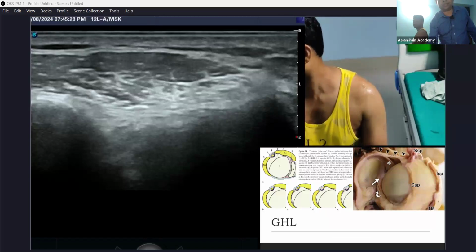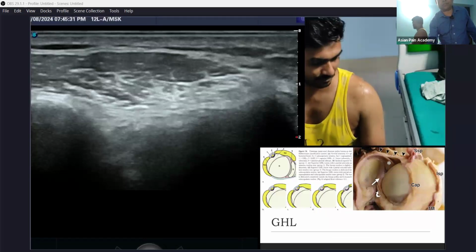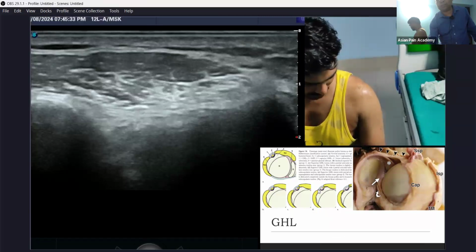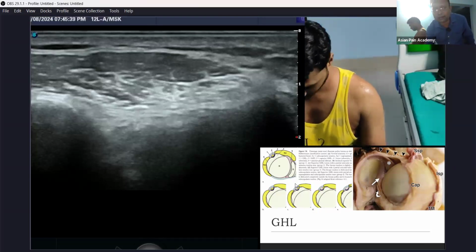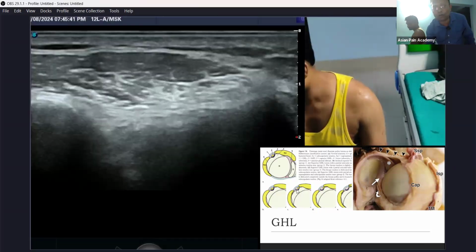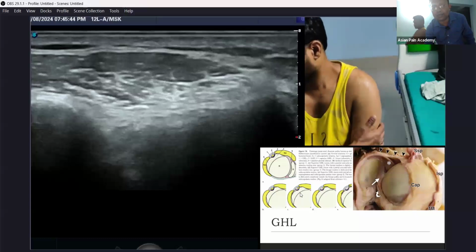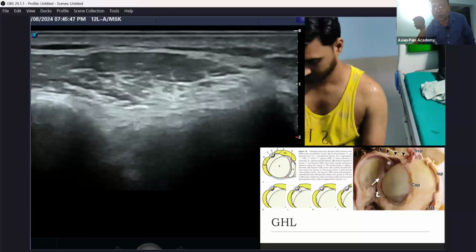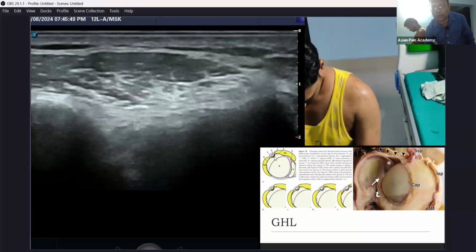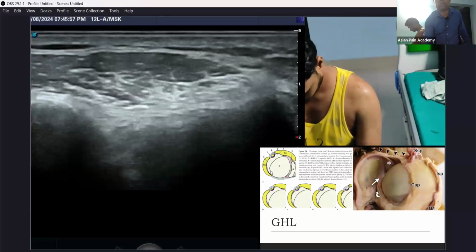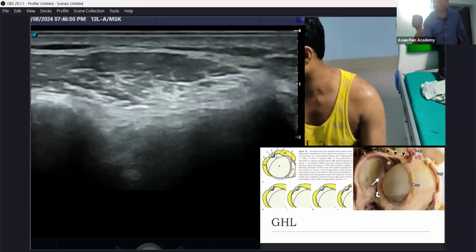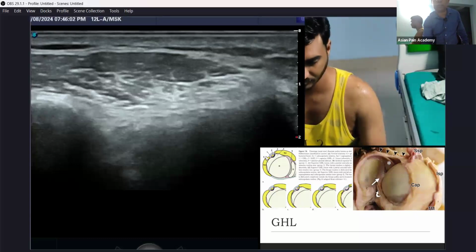So in this picture, you can see the glenohumeral ligament. This blue color is nothing but the coracohumeral ligament, the upper one above the bicipital tendon. But below that, there is one small curvy black line. This is the area for the glenohumeral ligament, below the tendon. Above the tendon will be the coracohumeral ligament.